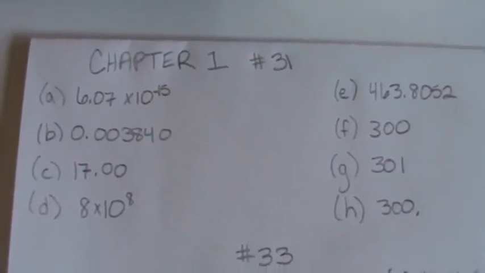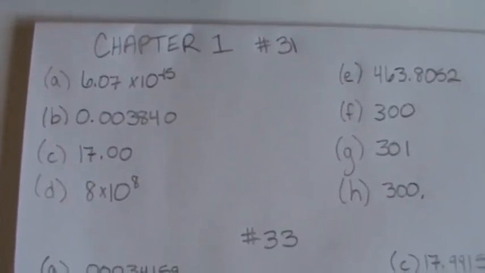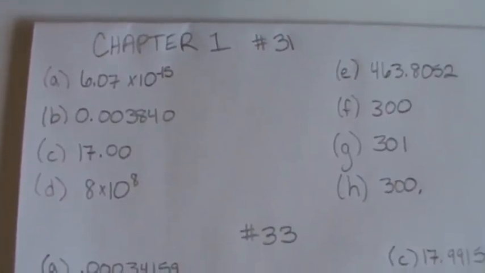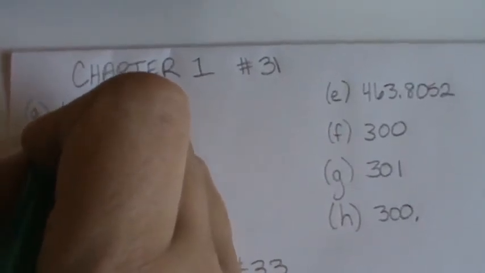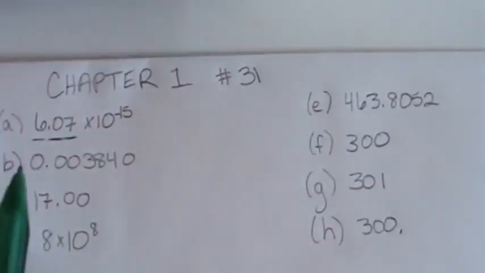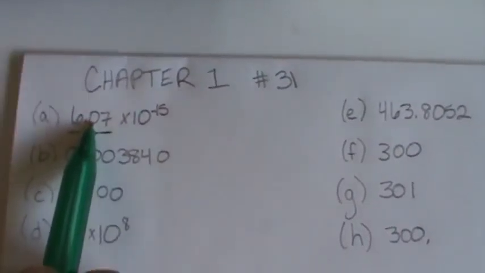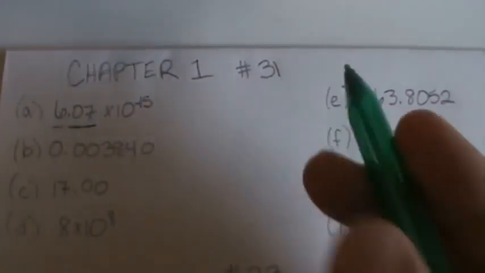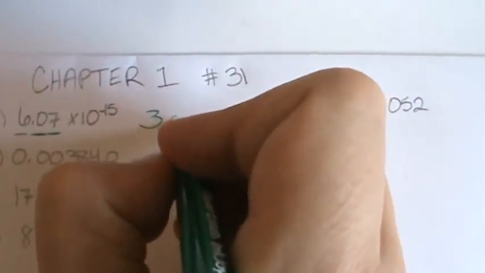What I'm going to do is underline the digits that are significant, and we'll talk about the ones that are not. The first one is 6.07 times 10 to the negative 15th. We have 3 digits here: 6, 0, and 7. Now a 0 is a 0 in the middle. A captured 0 in the middle is always significant. So this one has 3 sig figs.